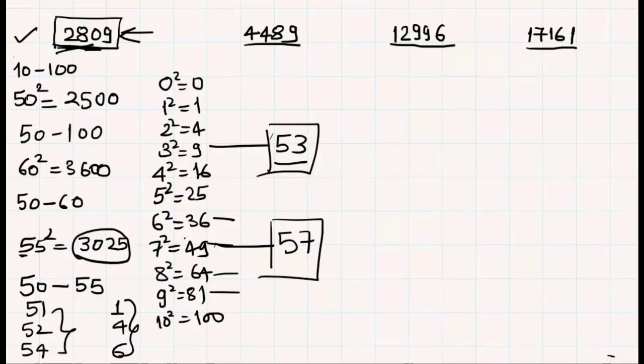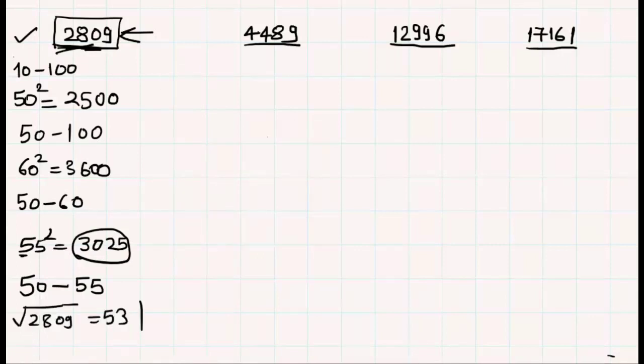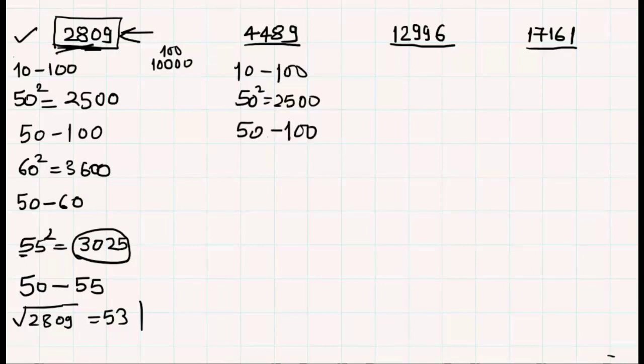Let's try these square numbers. Again, the same method. We know for sure that the square root of this number lies between 10 to 100, because this is a 4-digit number. 10 squared is a 3-digit number and 100 squared is a 5-digit number. So the square root must lie between 10 to 100. Next, 50 squared is 2500. So this is definitely greater than 2500. So our square root lies between 50 to 100.